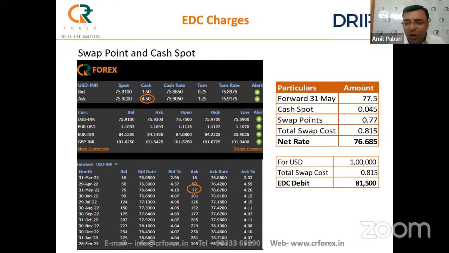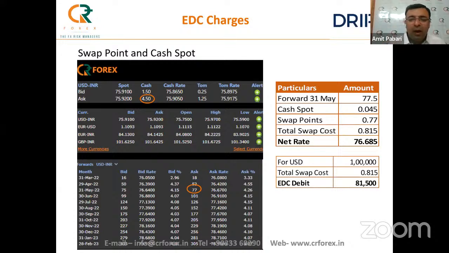Now let me explain the mechanism of EDC cost. EDC charges are in two parts. The first is the swap point, the second is the interest cost. Interest cost I will explain in the second part of the PPT. In the first part of the PPT, there is only the swap point.